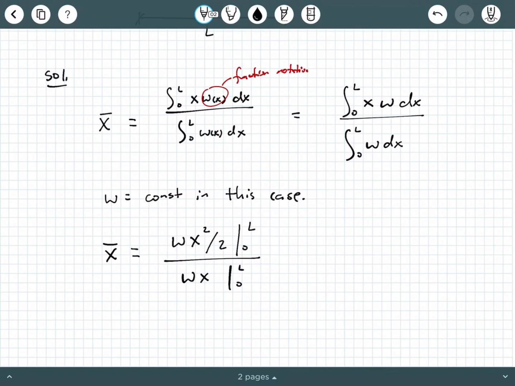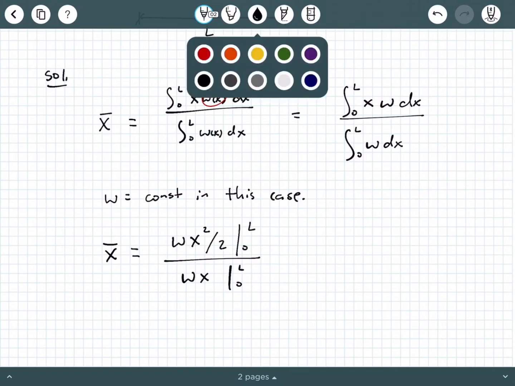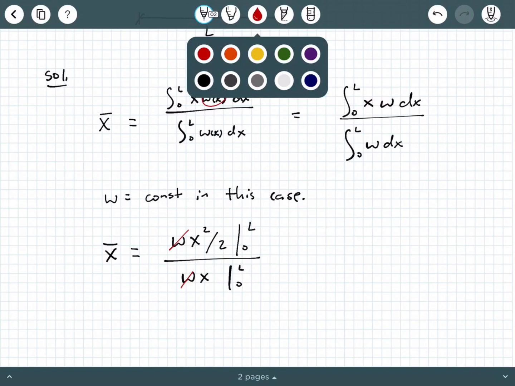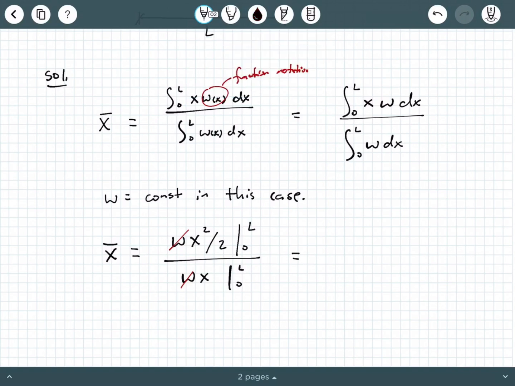All right. So now the integrals have been evaluated. If you want to now, you can reemphasize w as a constant in this example, so we can cancel the w's here. And now we need to evaluate these integrals. So we're going to get L squared over 2 minus 0 squared over 2, of course, and then divided by L minus 0.